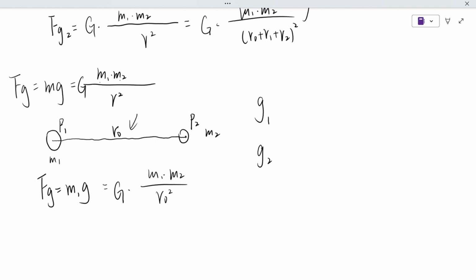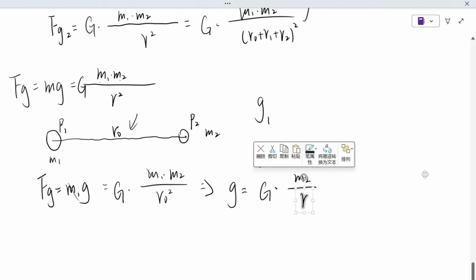And then m1 can cancel out, which means we can get little g is equal to big G times m2, which is the mass of that second planet, over r naught squared. Oh shoot, my bad. R naught squared.